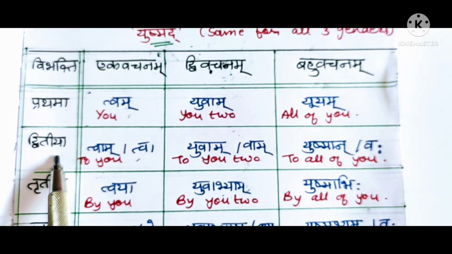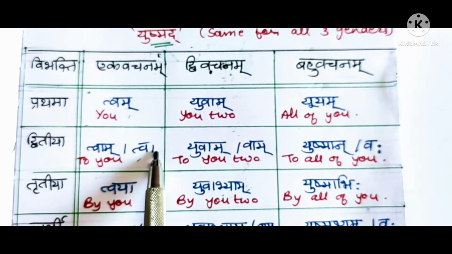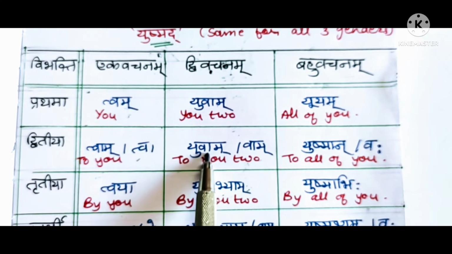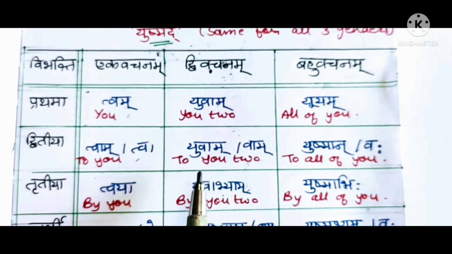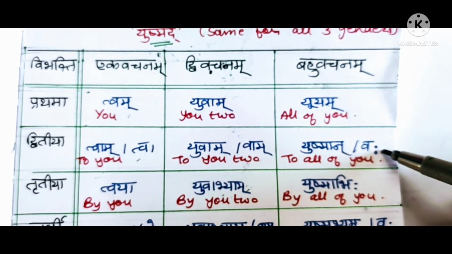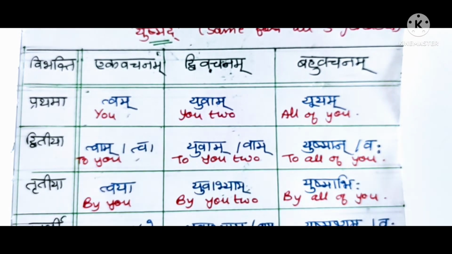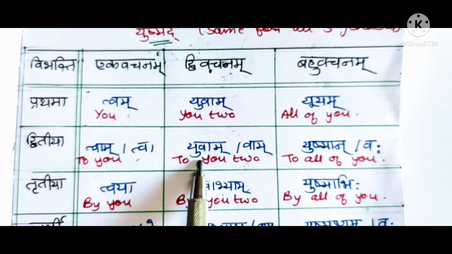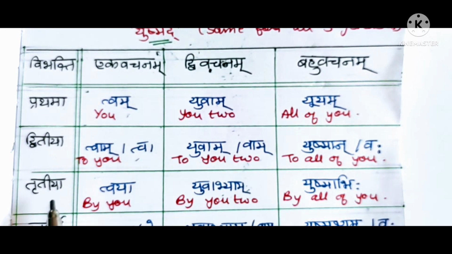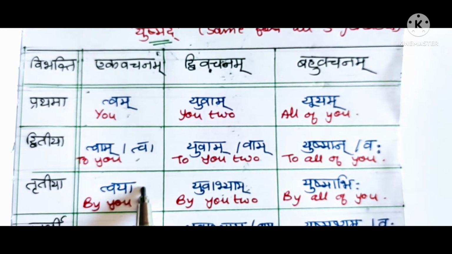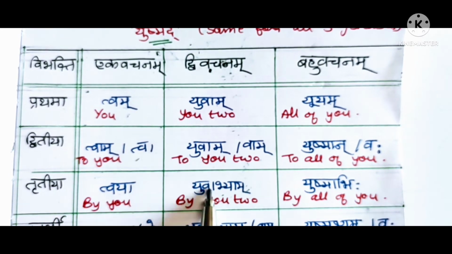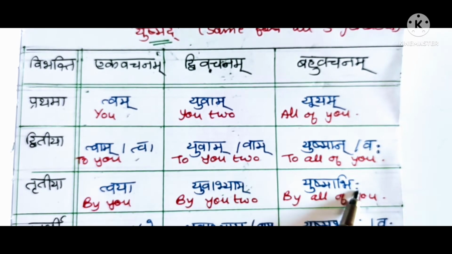Now Dvitiya Vibhakti Tvam athva Tva meaning to you. Yuvam athva Vam meaning to you two. And Yushman athva Vah meaning to all of you. So Dvitiya Vibhakti is Tvam, Yuvam, Yushman. Then Tritiya Vibhakti Tvaya. Tvaya means by you. Yuvabhyam means by you two. And Yushmabhihi means by all of you. Tritiya Vibhakti is Tvaya, Yuvabhyam, Yushmabhihi.